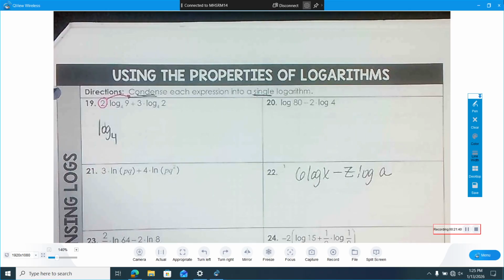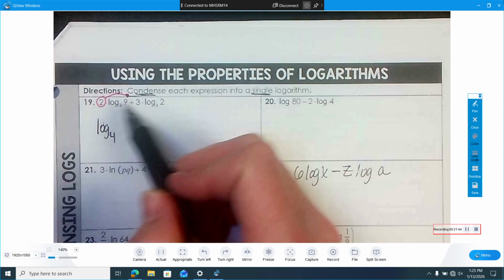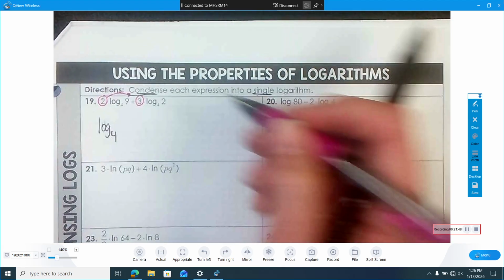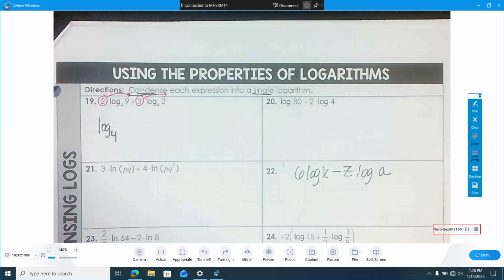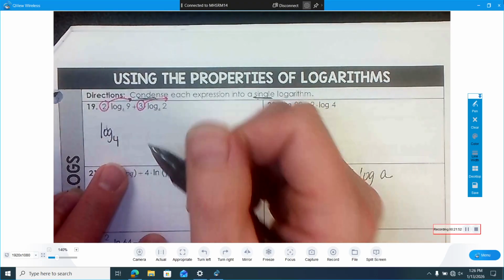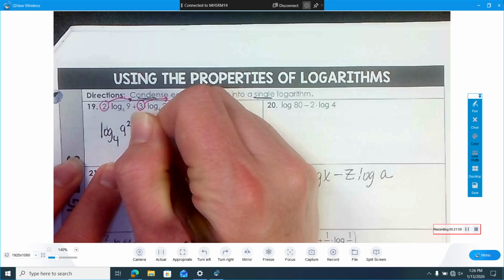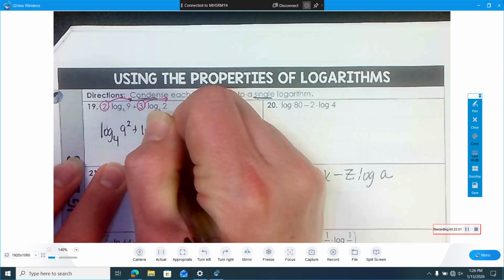All right. So that 2 came from? The 9. Above the 9. It's the power. So we're moving it back to its power. What about the 3? Exponent. Move it back up above the 2. And then, so I could say, hey, this was 9 to the 2nd power. Okay. Plus, if I'm doing this in this many steps.